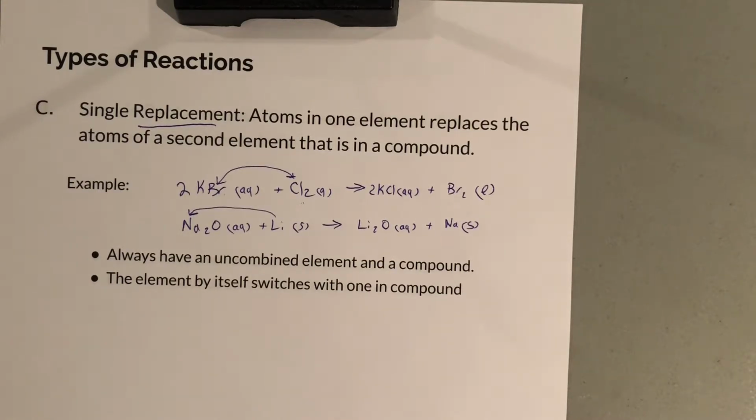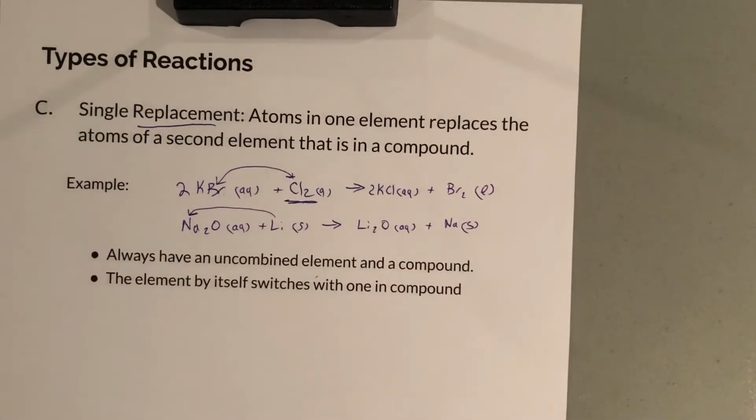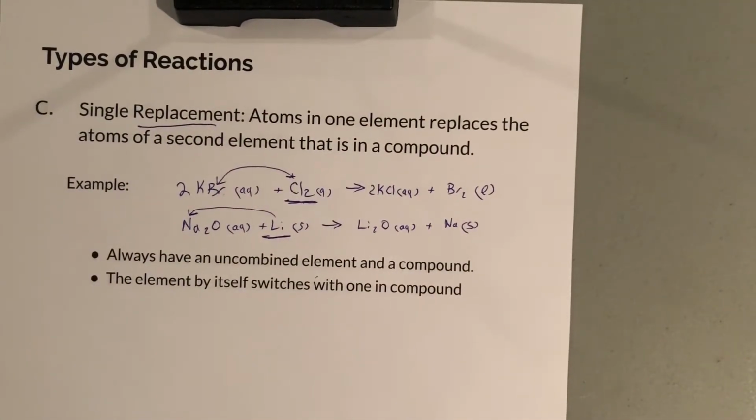Even more importantly than synthesis and decomposition, for these you need to know what to look for. Synthesis and decomposition you can kind of figure out based off of just knowing what those words mean. It's less likely with single and double replacement. So for single replacement, you're always going to have an uncombined element. Cl2 is an uncombined element because it's not bonded with anything other than Cl. Lithium is an uncombined element. You're always going to have an element on its own in a single replacement reaction.